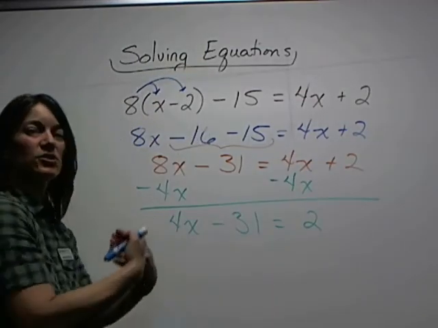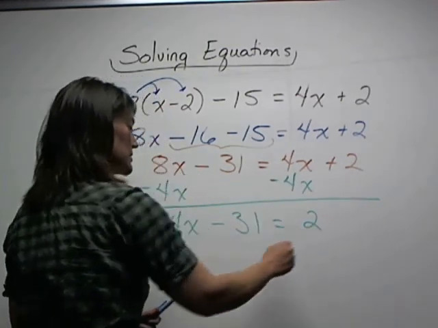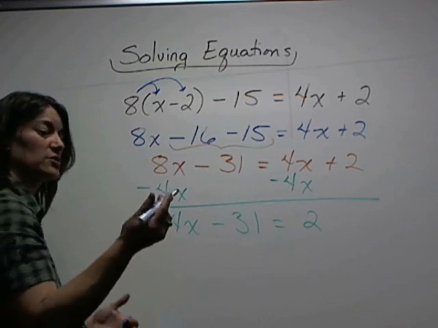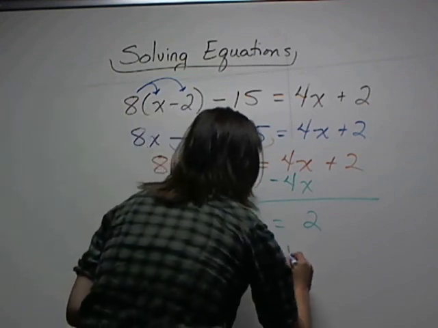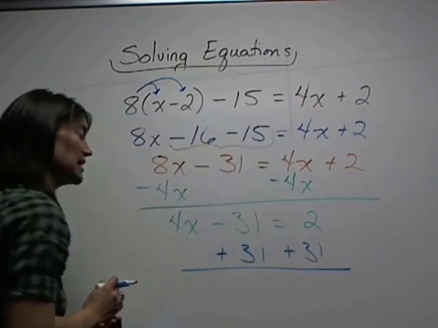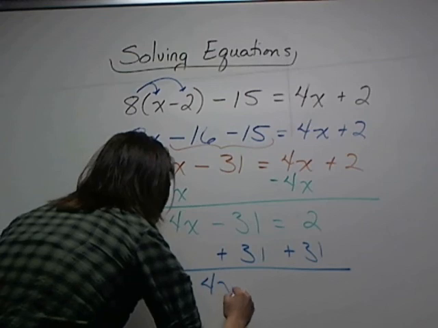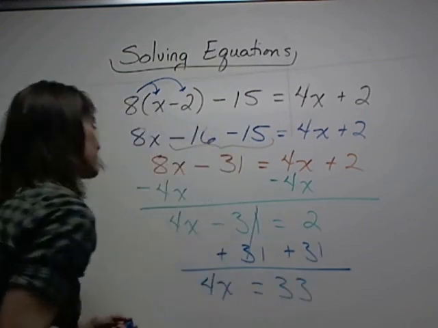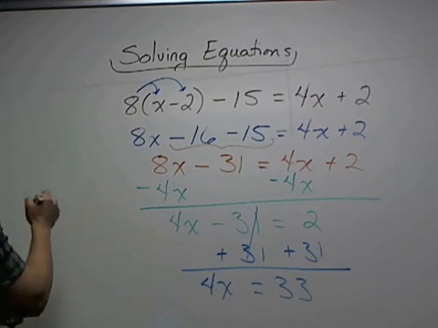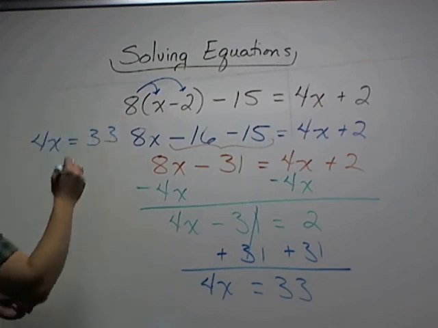Now we move the constant terms together. I have a negative 31. I need to move that to the right side. I'm crossing the equal sign, so we switch signs. So we're going to add 31. And once again, whatever I do to one side, I do the same thing to the other side. That leaves me with 4x is equal to 33. Running out of room, so I'll rewrite that up here. 4x is equal to 33.